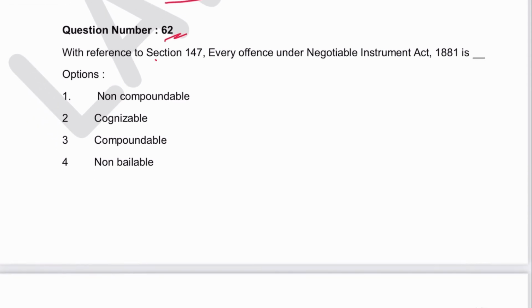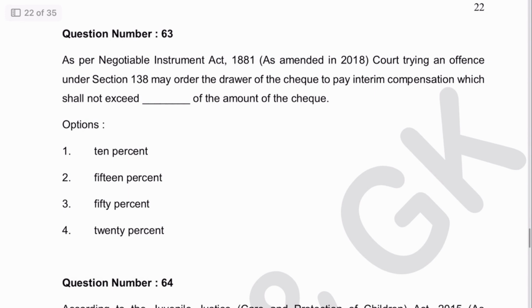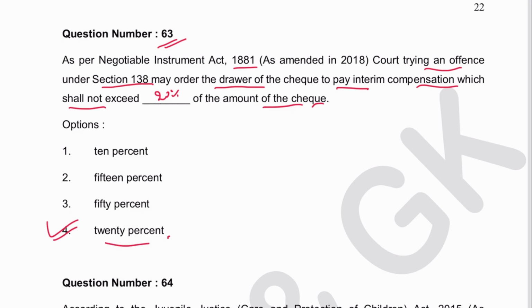Next 62. With reference to section 147, every offense under NI Act is compoundable. 3 is the answer. Mentioned in section 147 itself. Next 63. As per NI Act, court trying an offense under section 138 may order the drawer of the check to pay interim compensation which shall not exceed 20% of the amount of check. 4 is the answer. So a new amendment mentioned in section 143A of NI Act.